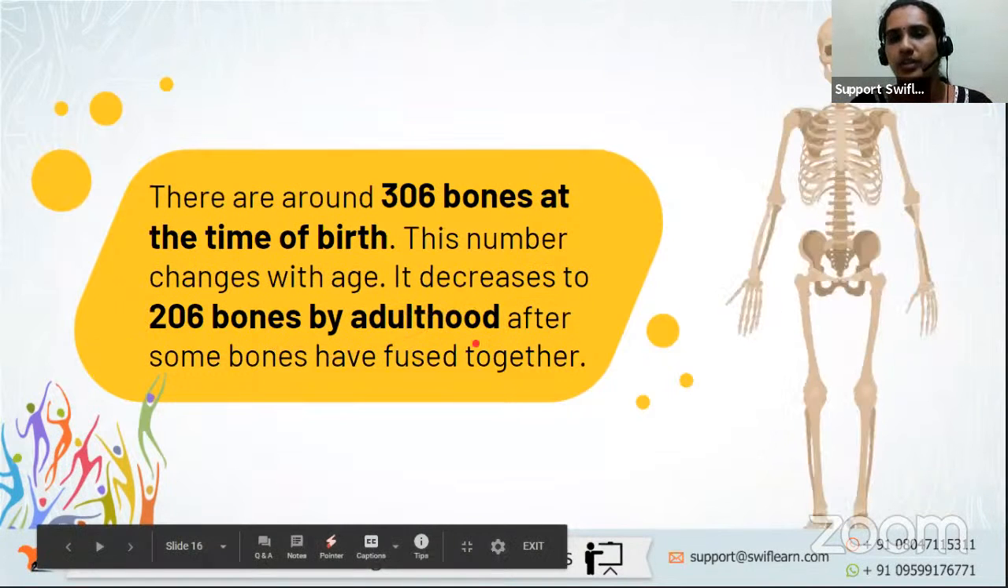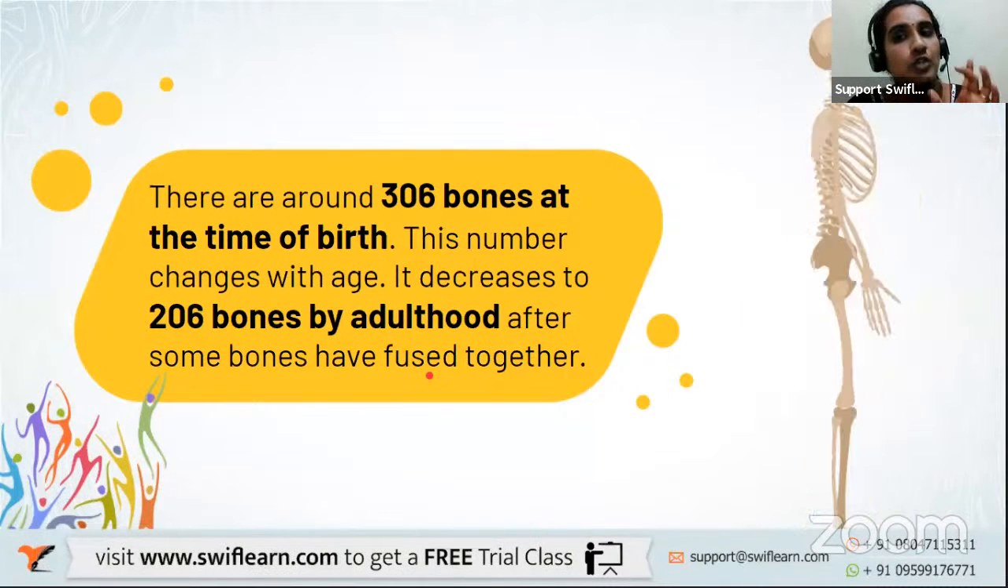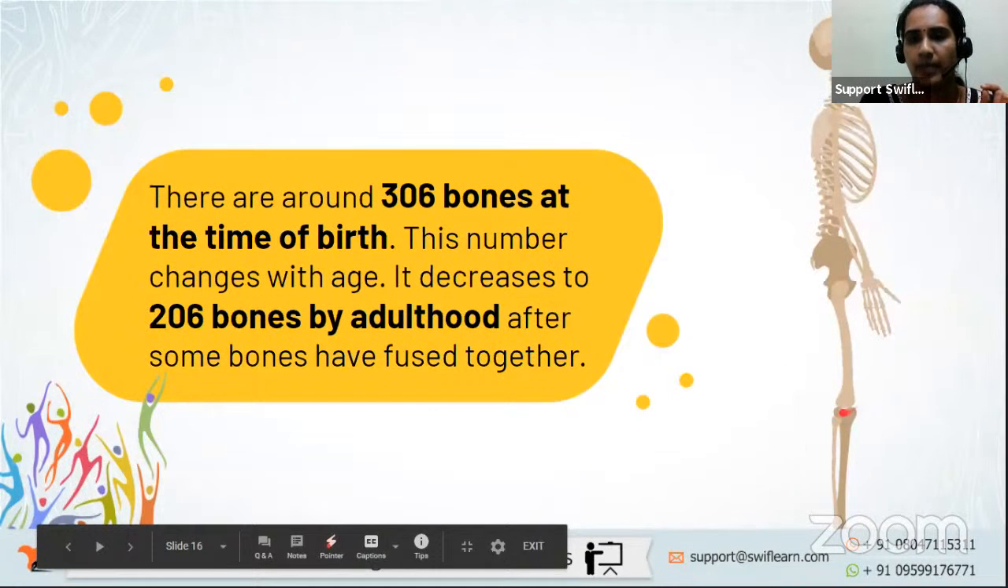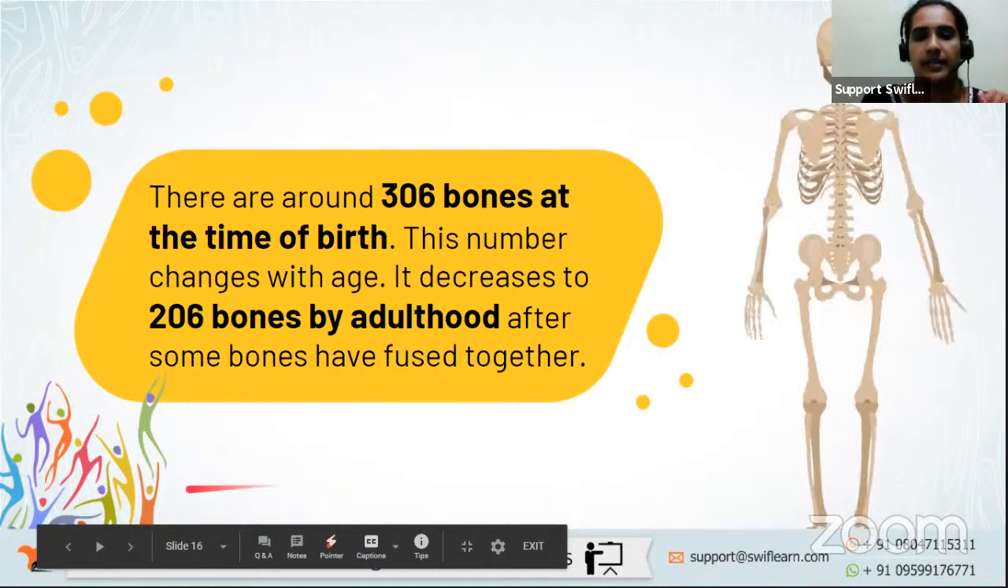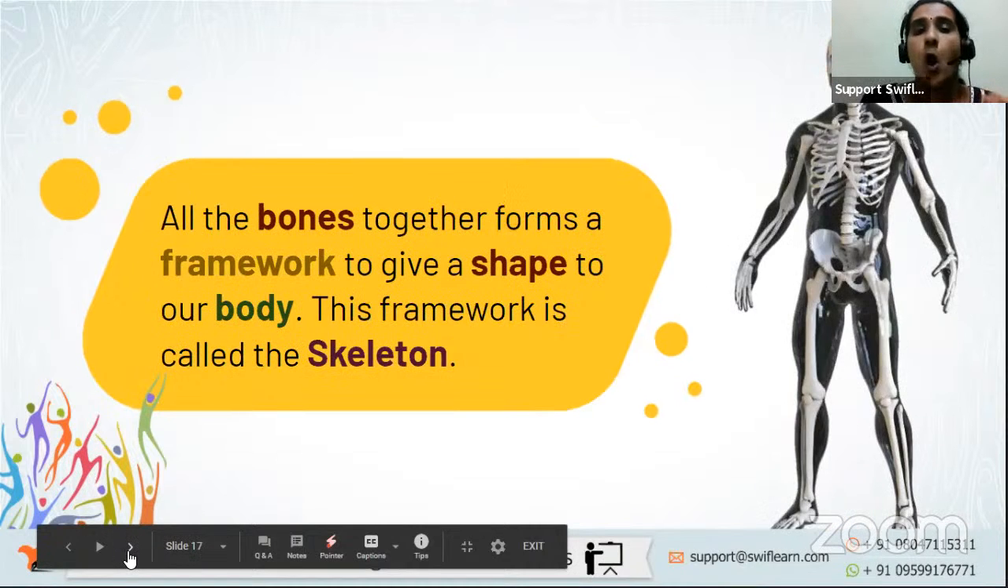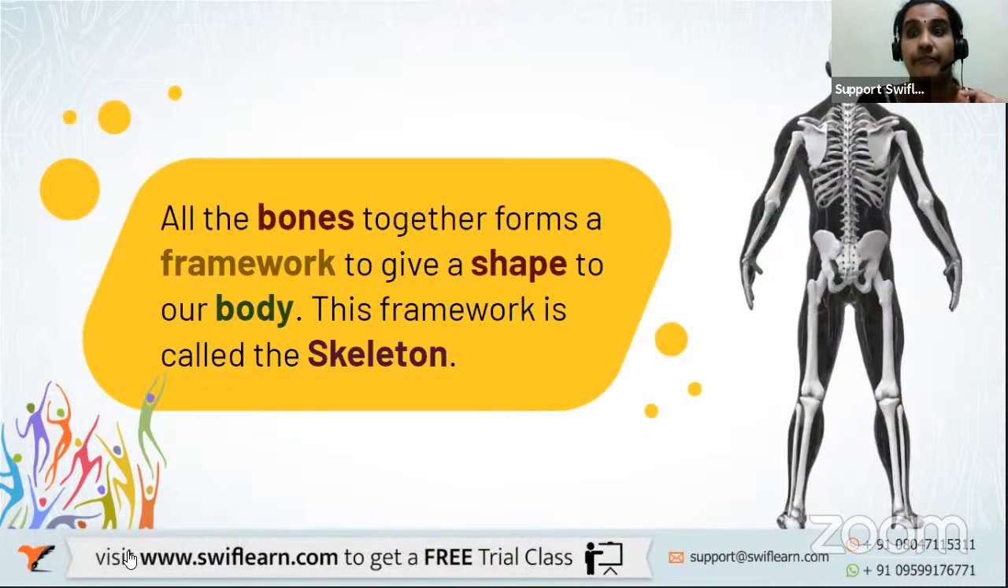By adulthood, you have to know that, after some bones have fused together, they form 206 bones. So you can see that this is an adult skeleton. A big adult person is standing here, and that's the skeleton of the adult person. All the bones together form a framework.